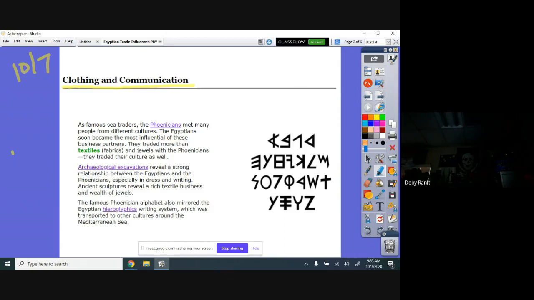I'm not sure. Do you want me to just read them to you so you know how to say them? Sure. Okay, so this first one right here, this word says Phoenicians. Say that with me. Phoenicians. Okay, this second blue highlight says archaeological excavations. Ooh, that's a mouthful. Tongue-ish. Ready? Let's chunk it out.